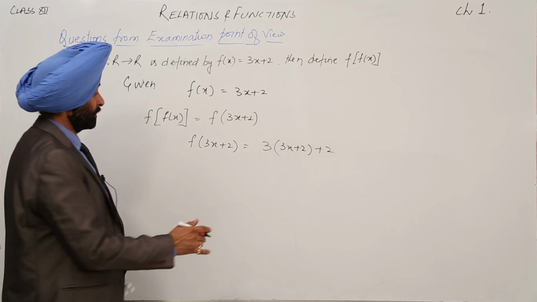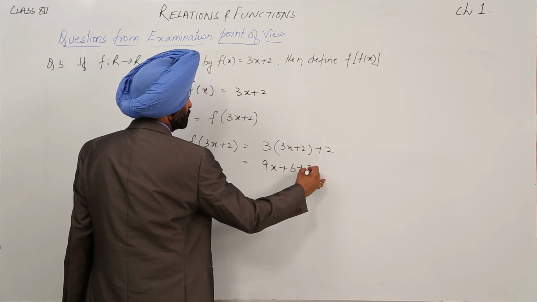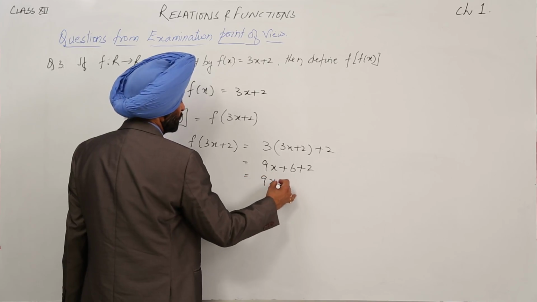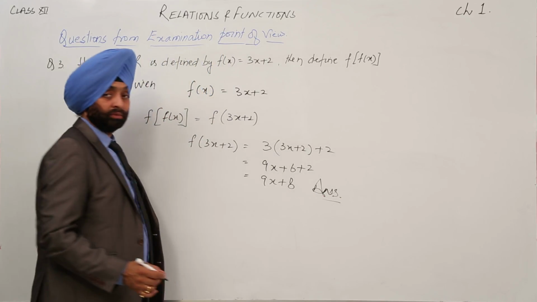Is it clear? Simple. And this is now 9x + 6 + 2. It is 9x + 8. Now this is the answer. Simple question, okay, for 1 mark.